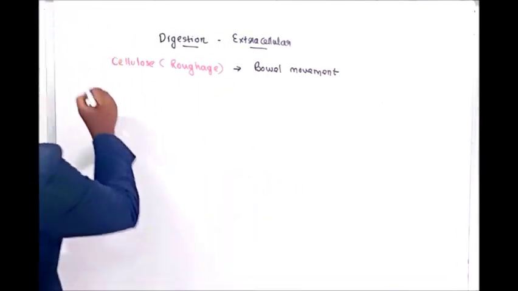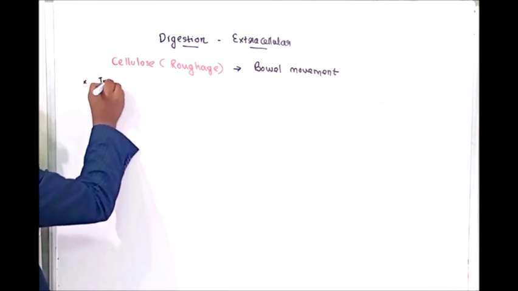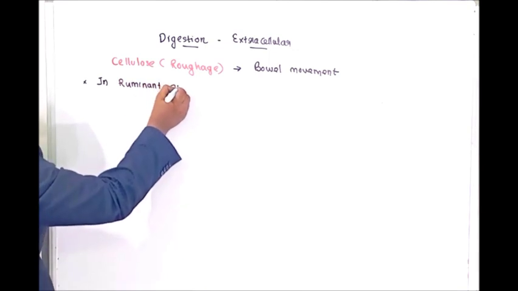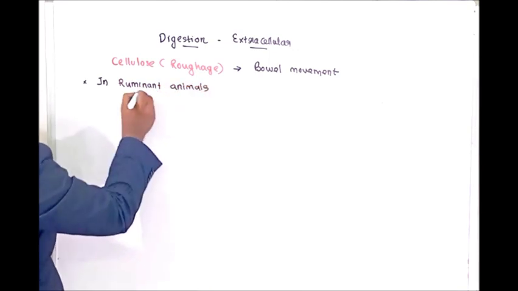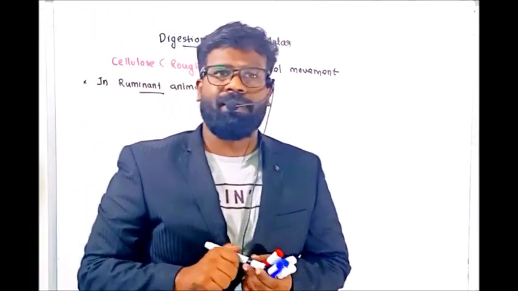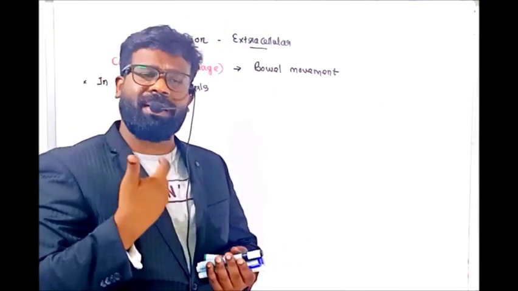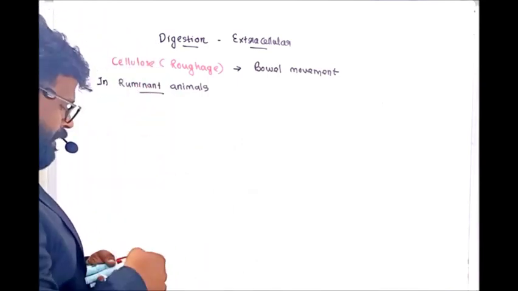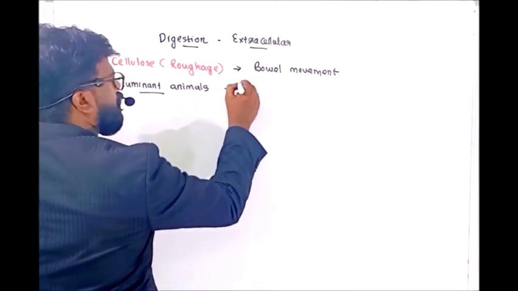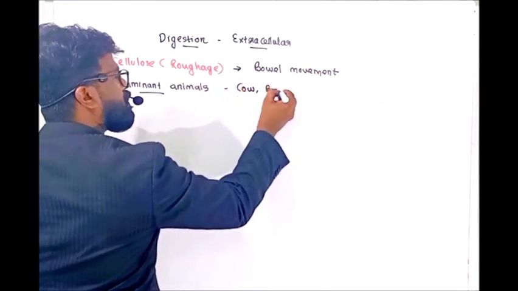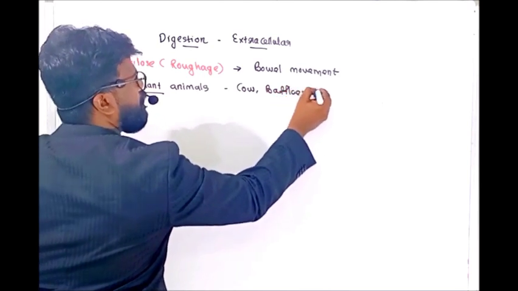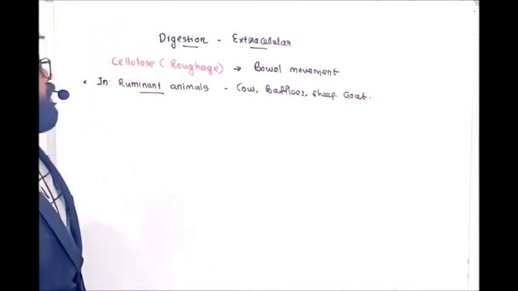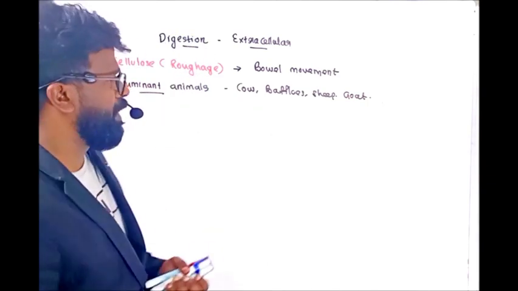But cellulose digestion takes place in ruminant animals. Ruminant means they regurgitate and again masticate the food in the oral cavity. So the ruminants like cow, buffaloes, sheep, goat, they are ruminants. See, this cellulose digestion takes place in these ruminants.